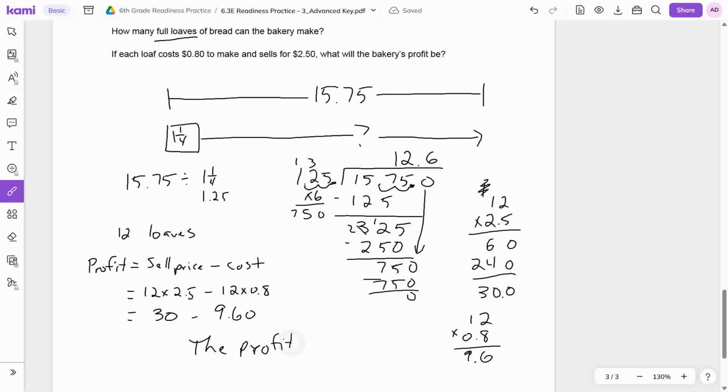So my profit will be, and then let's just subtract 30 minus 9.60. So 30 minus 10, that's almost 10, is going to be 20, and then we're 40 cents away, so it's going to be $20.40.